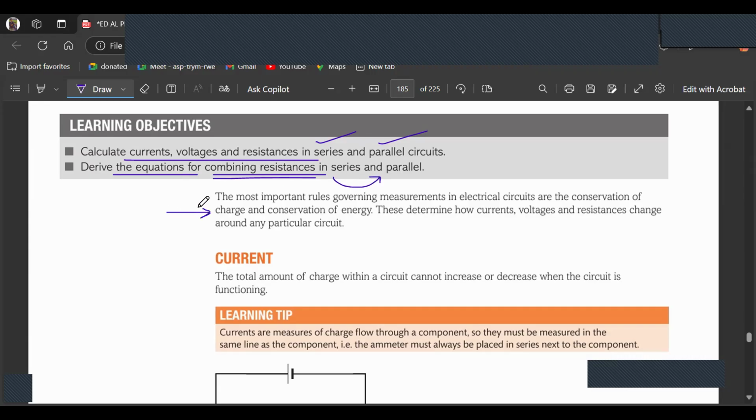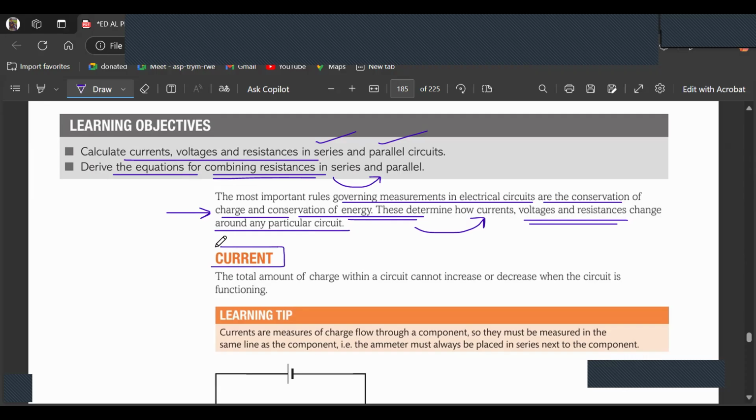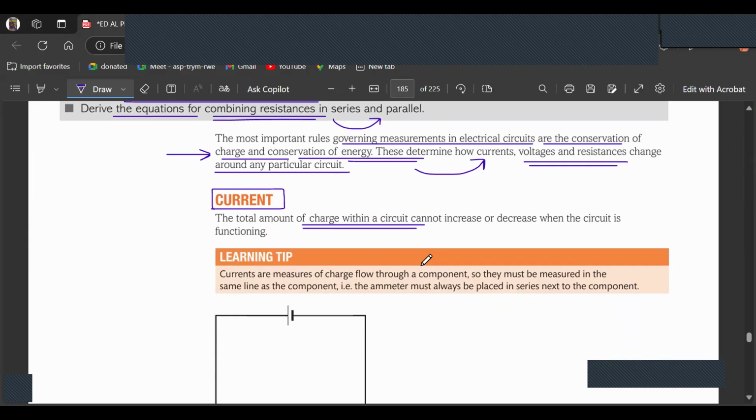So the most important rules governing the measurements in electrical circuits are the conservation of charge and conservation of energy, which determine how currents, voltages, and resistances change around any particular circuit. If we talk about current, the total amount of charge within a circuit cannot increase or decrease when the circuit is functioning. What is current? Basically, it is known as the flow of electrons. When electrons flow, you will have current. And the direction of current is always from positive to negative. We call this the conventional current.